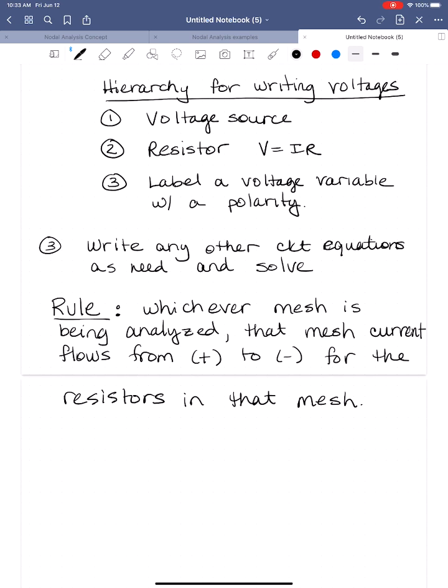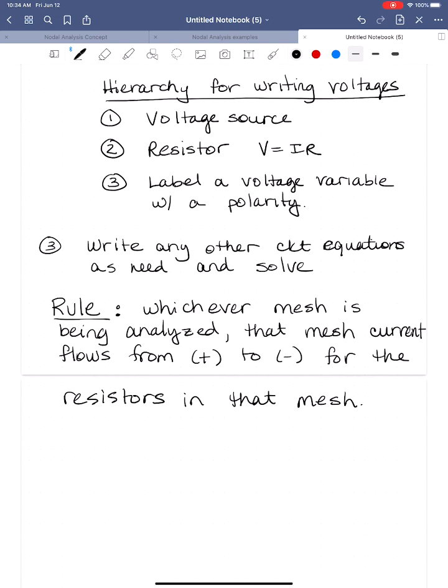But we need a rule. We can't just pick which one it's going to be every time and try to keep track of that. As the circuits get bigger, we'd never be able to keep track of that to make sure that we are doing the right thing as we progress through the circuit. So we're going to have this rule. Whatever mesh we're analyzing, that mesh current flows from plus to minus. Okay, now this is going to be very important when we start talking about the difference between elements that are shared between two meshes and elements that are on the outside of a mesh.